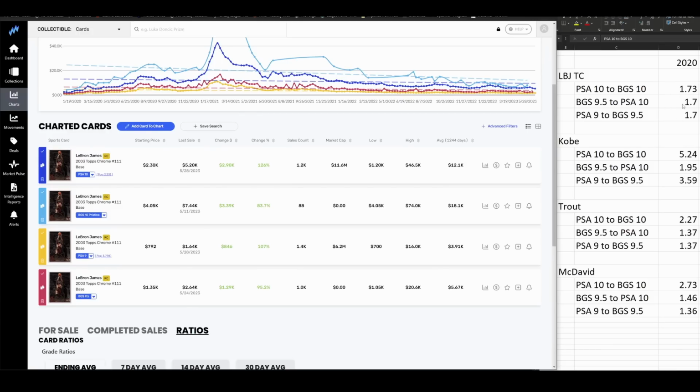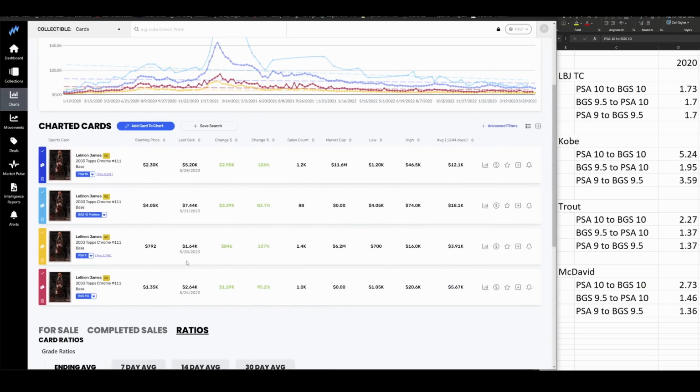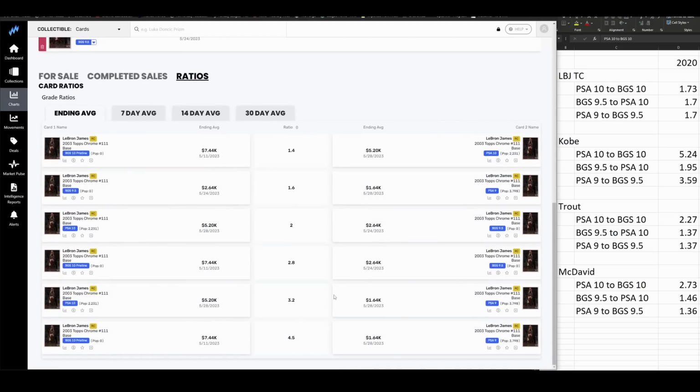Every one of these cards is different. But in Market Movers, down at the bottom, you can click on this ratios tab, and this shows ending average ratios, the values they are currently selling for today. This gives us a little more information than we want.